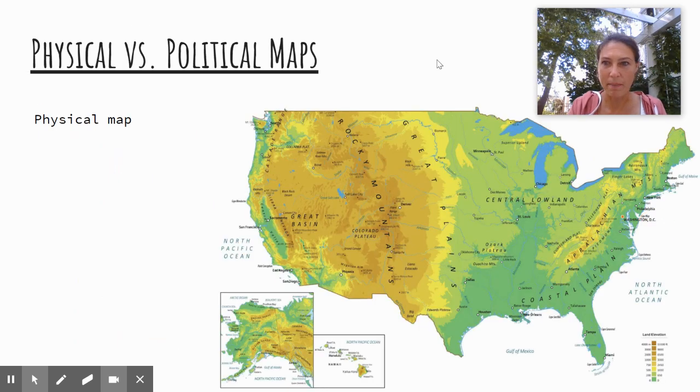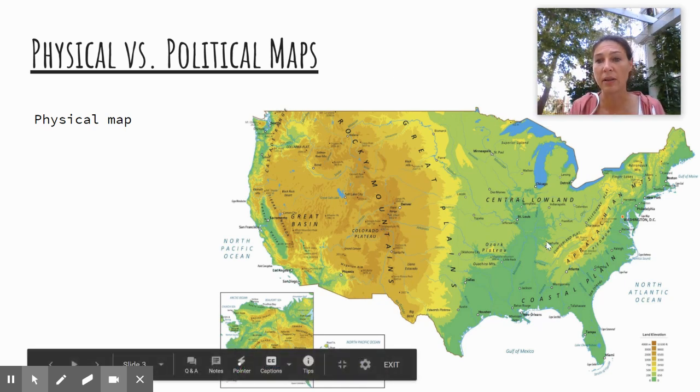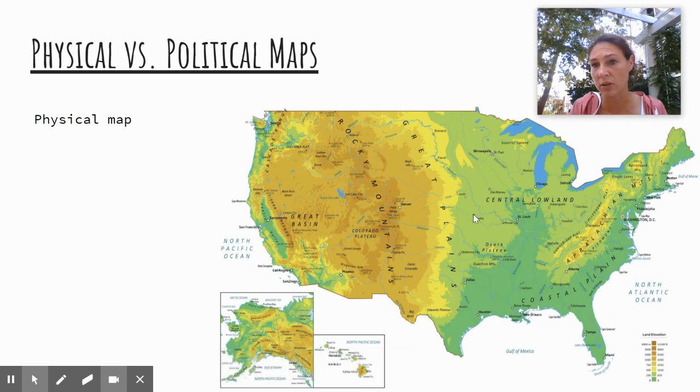So let's talk a little bit about what these are, because it's hard to really understand them without a picture because they are a map. So this is a physical map, and as you can see, we have the Rocky Mountains outlined here, the Appalachian Mountains, and some different physical regions here in the United States.